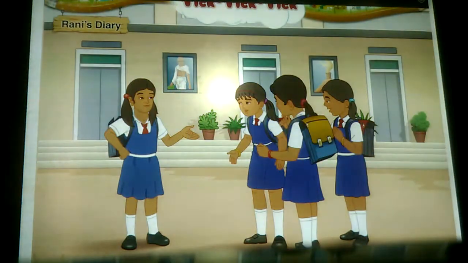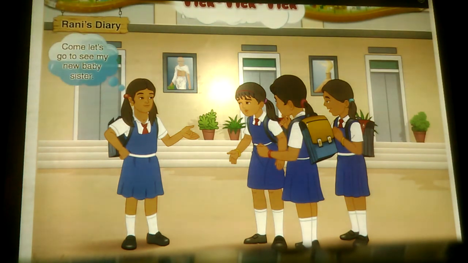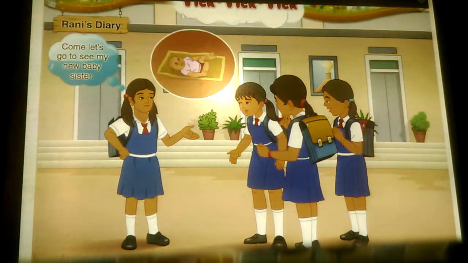Rani's diary. Rani invites her school friends to meet her newborn baby sister. Rani said to them, "Come, let us go to see my new baby sister."